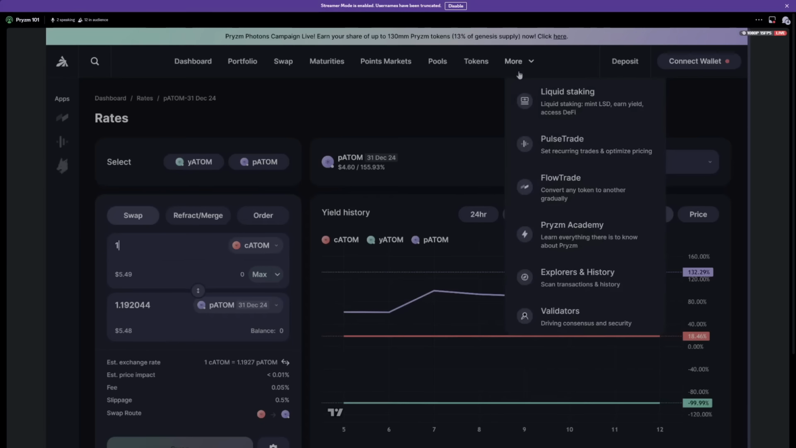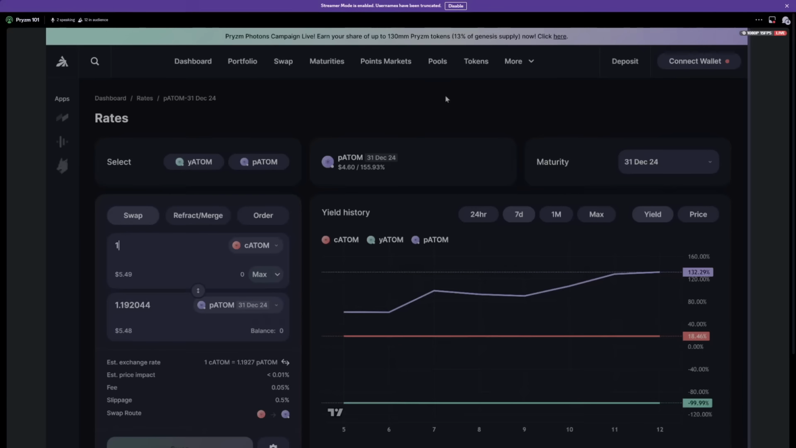So that's it. That's how you can instantly bring atom over from the Cosmos Hub. We've also got a video on YouTube showing how to do it as well, if that's helpful.